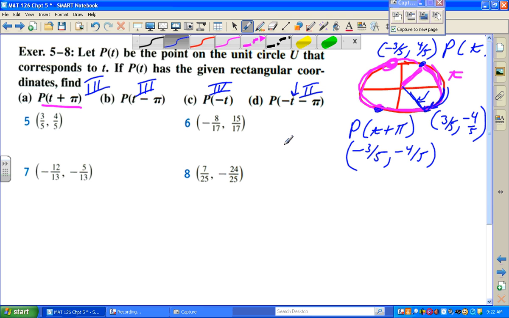What'd you say? Negative t. It'd be negative, so it'd be negative 3/5 and positive. No, they're both negative, both in the third quadrant. For which one? B, yeah, they're in the third quadrant, so they're both negative. D's in the second quadrant, so x is negative, y is positive.